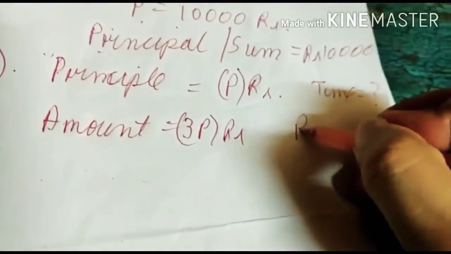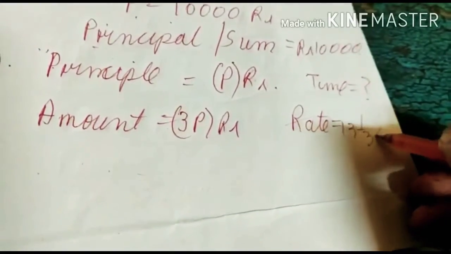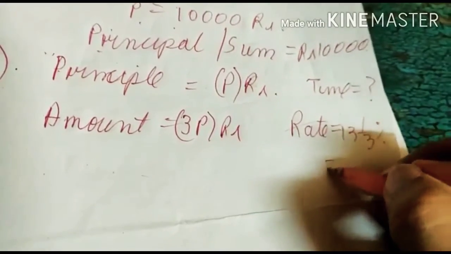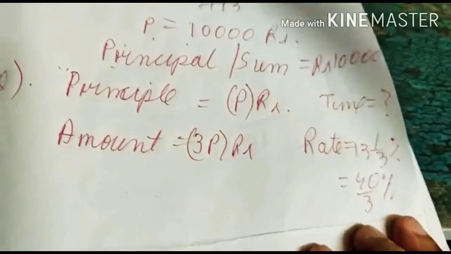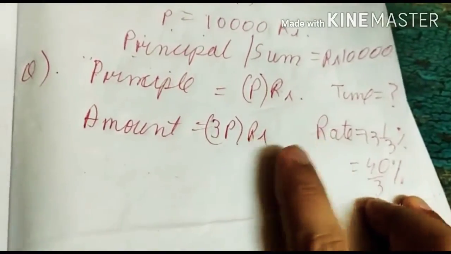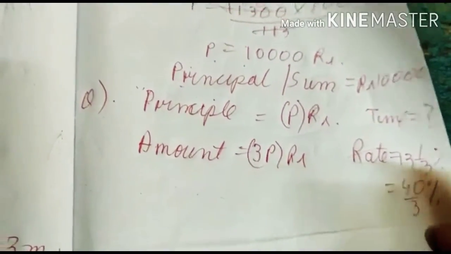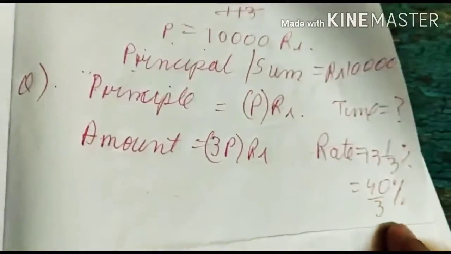The rate percent is 13 whole 1 by 3%. 13 into 3 is 39, plus 1, means 40 upon 3%. This is the rate percent. So we have to find time. Principal is P, amount is 3P. We are not given the values, it is just a round figure. How long will it take to triple itself at 40 by 3%? We have to find time.